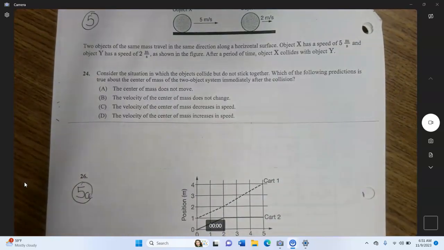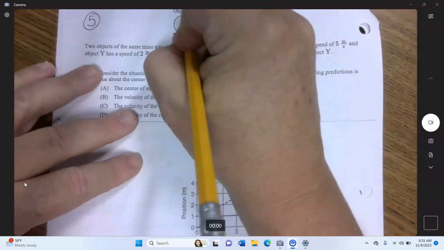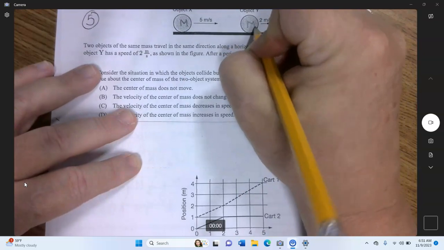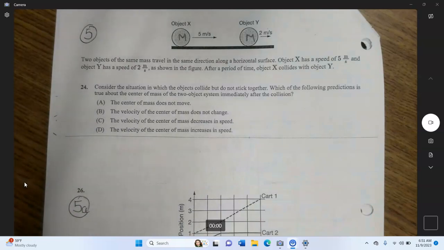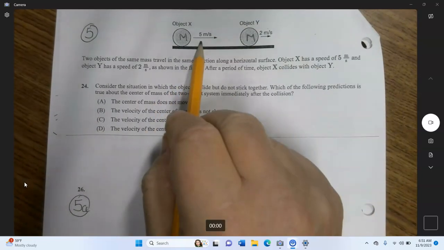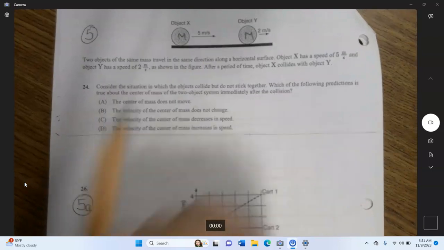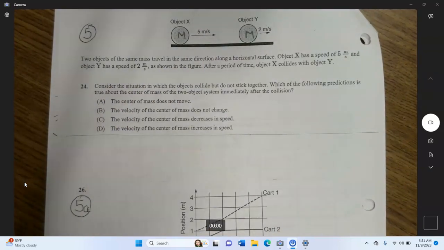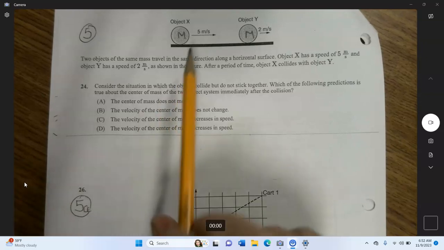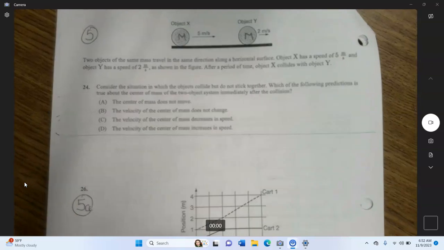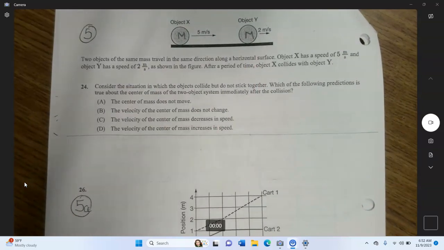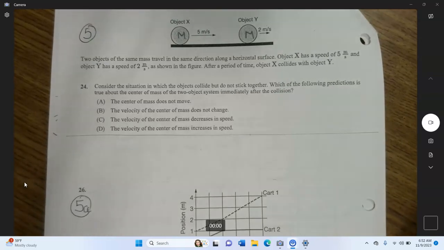All right, here we go. 2 objects, same mass. Okay, so let's actually call that M and M. 2 objects, same mass, travel in the same direction along a horizontal surface. Object X has a speed of 5 meters per second. Object Y has a speed of 2 meters per second, as shown in the figure. After a period of time X collides with Y, you can see that's happening because this is going faster than this, so eventually it's going to catch up with it.